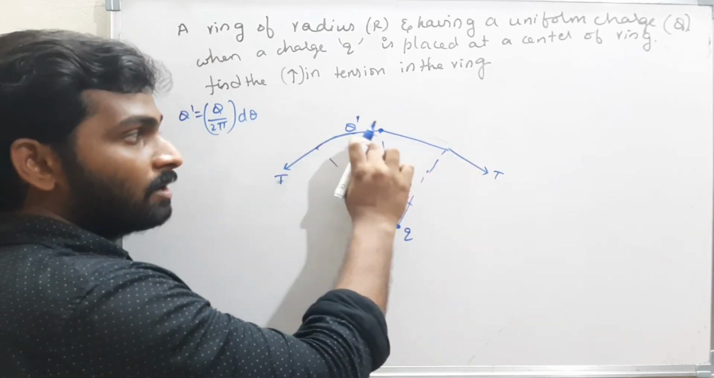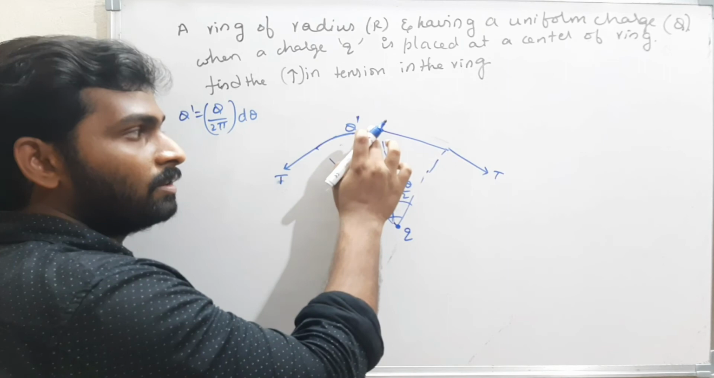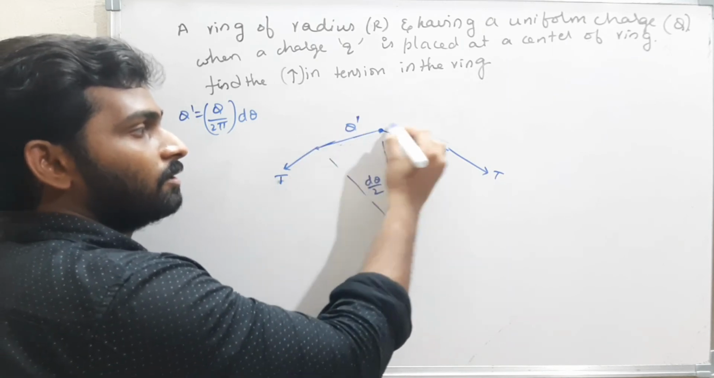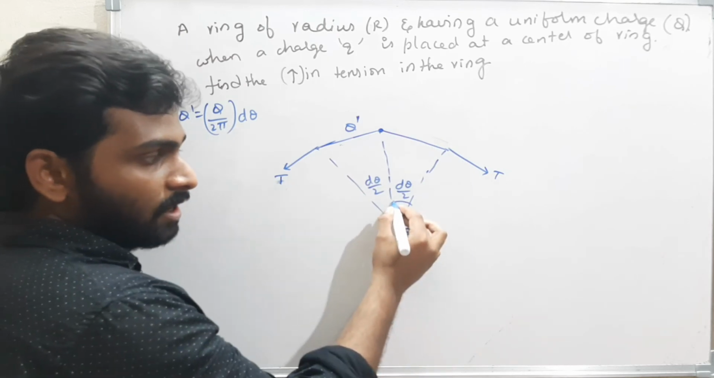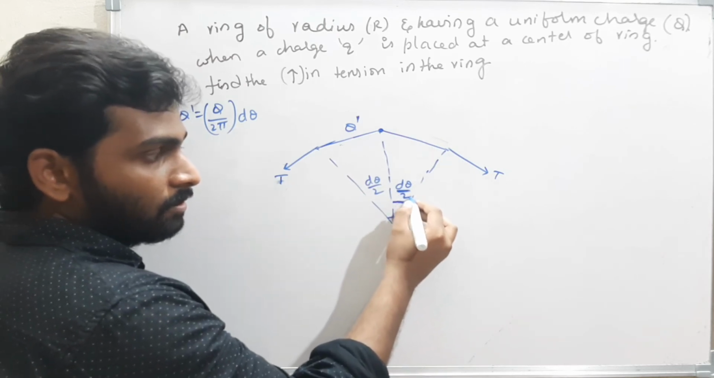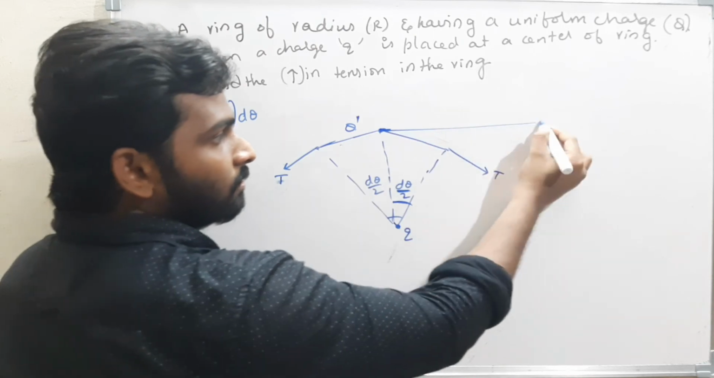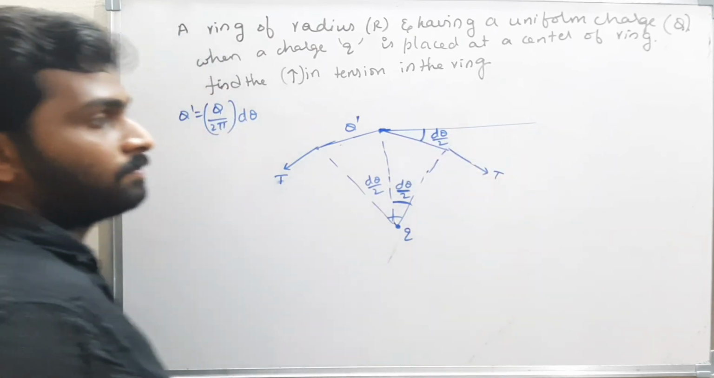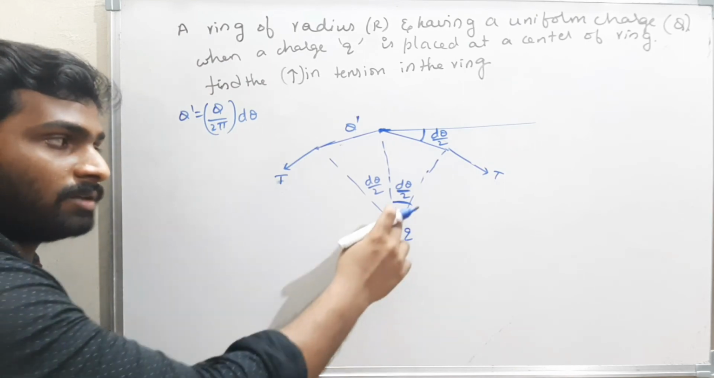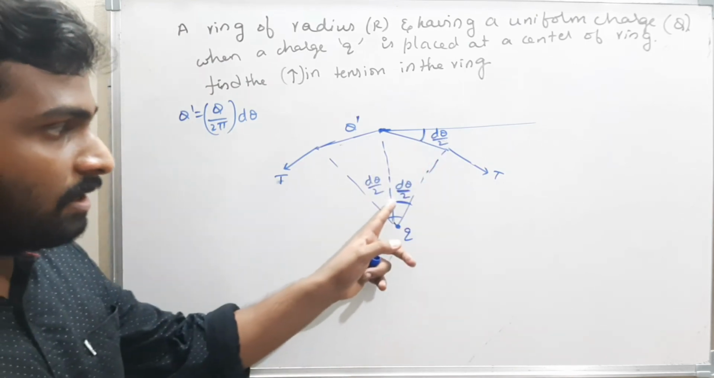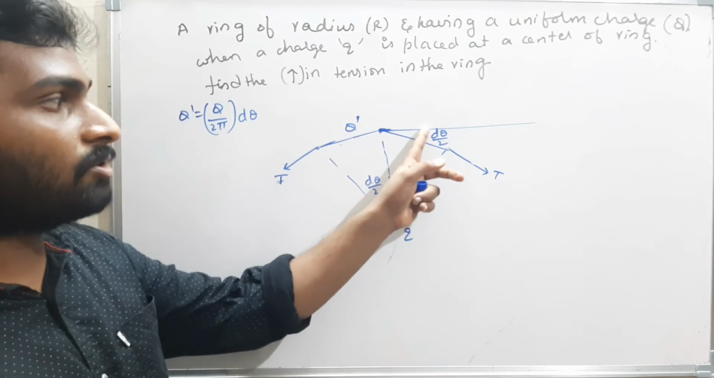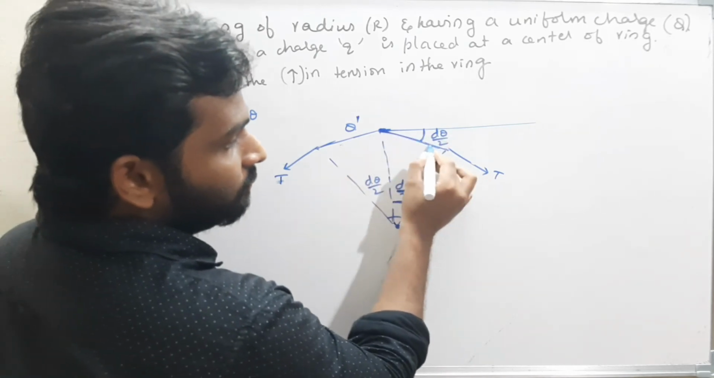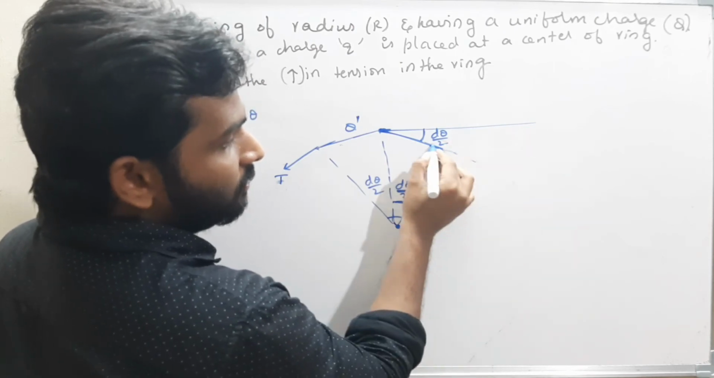If this is a small arc dl, then this won't look like an arc, it looks like a straight line. Now see, if this angle is d theta by 2, then this angle is also d theta by 2. If you are good with vectors, you can understand this easily. Now this is the tension.